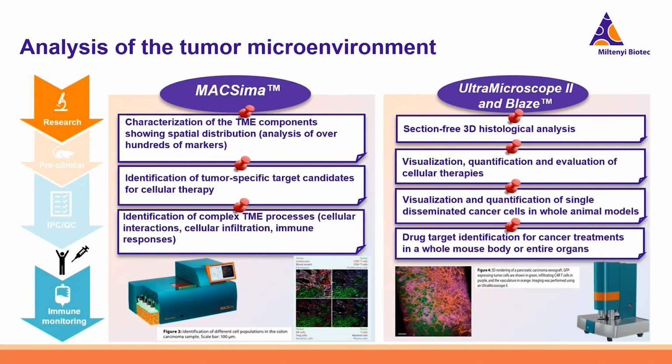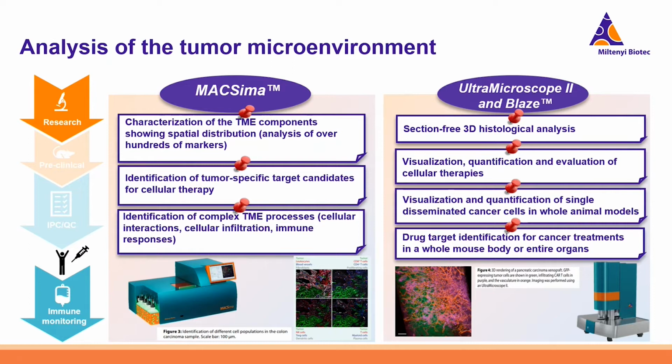Starting with microscopy, what's very important in research, but later again in immune monitoring, is the analysis of the tumor microenvironment. For that we have 2 microscopic solutions. One is the Maxima. With that we can really characterize TME components and show their spatial distribution, and we can analyze over 100 markers in the same section. That's really interesting to identify tumor-specific target candidates and also to see how certain drug products work, if they are really effective or not.